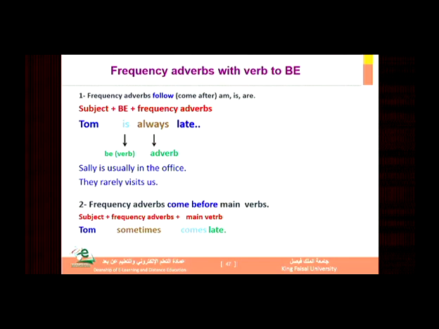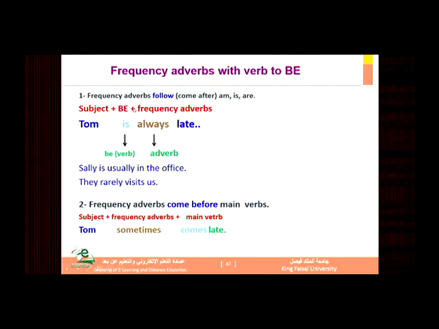And here we have a totally different idea, that the adverb of frequency comes after the verb. It follows the verb. It does not come before the verb. It comes after the verb. So the example that we have here is Tom is always late. If you look at this sentence, Tom is the subject, is the main verb, while always the adverb comes after the verb. It follows the verb. It is coming after the verb rather than before the verb.